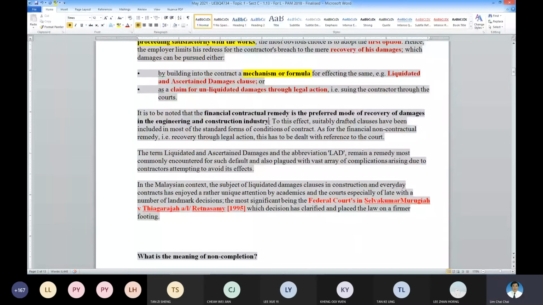Okay, this is the type 1 remedy. This one is the type 1. And this one is your type 2.